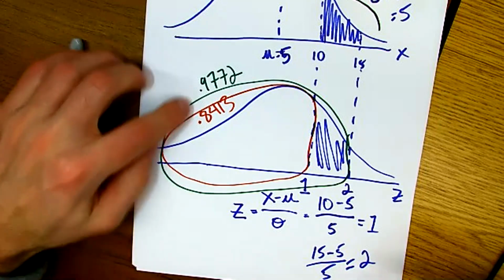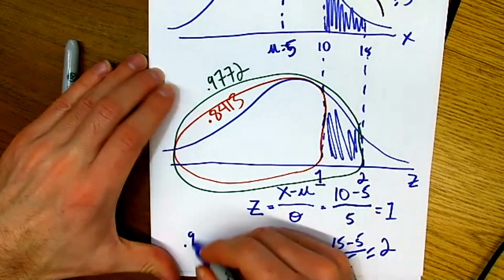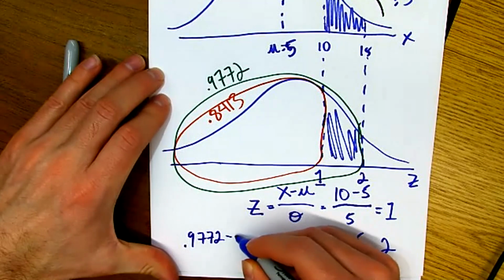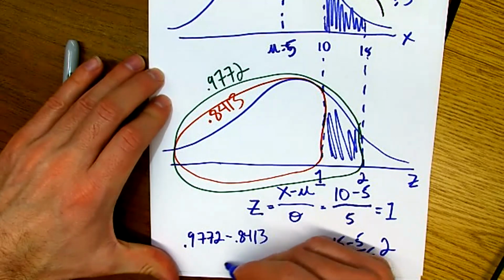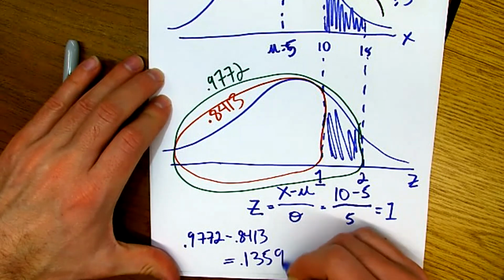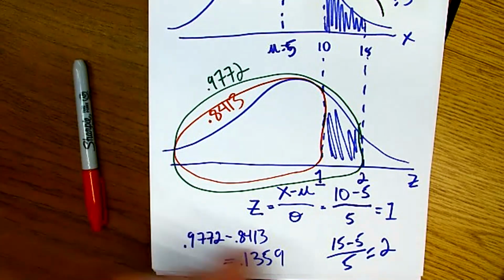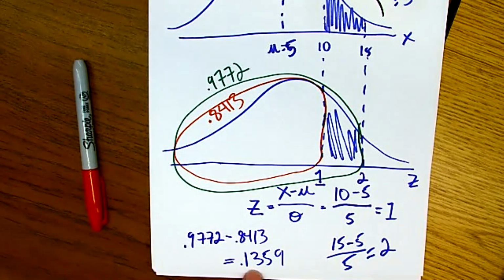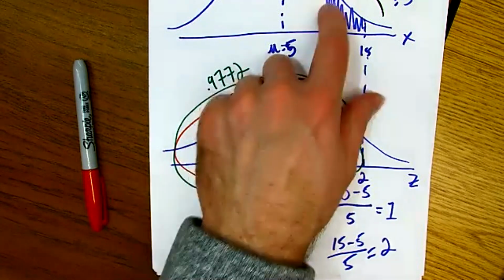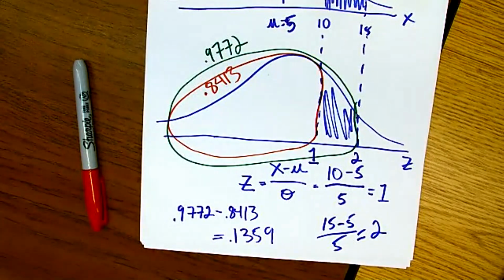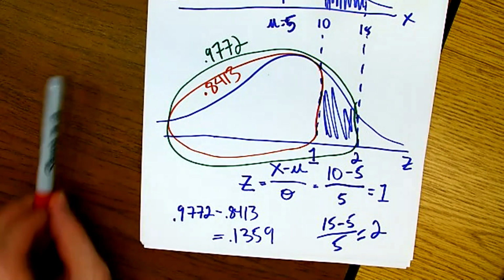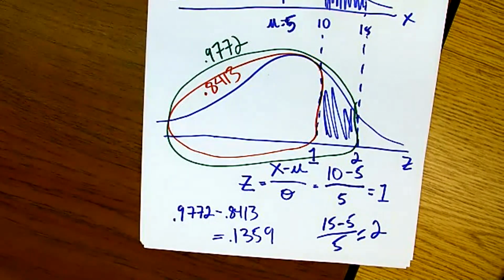Now the only thing left to do is subtract the smaller area from the larger area. All right, and I get that the area in between those two values should be 0.1359, which is smaller than 0.5, which we originally said, right? So at least it checks out there. Okay. Any questions on any step in that process? Any questions about using the table? Okay.